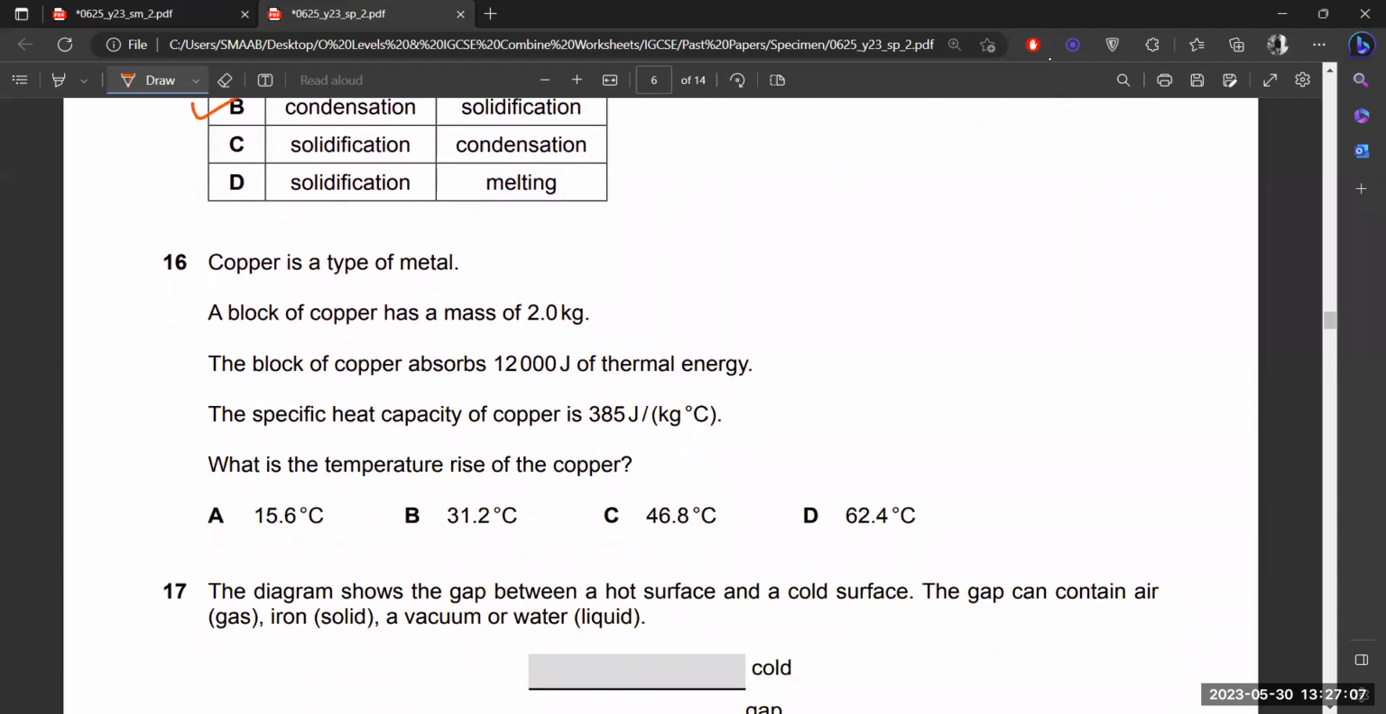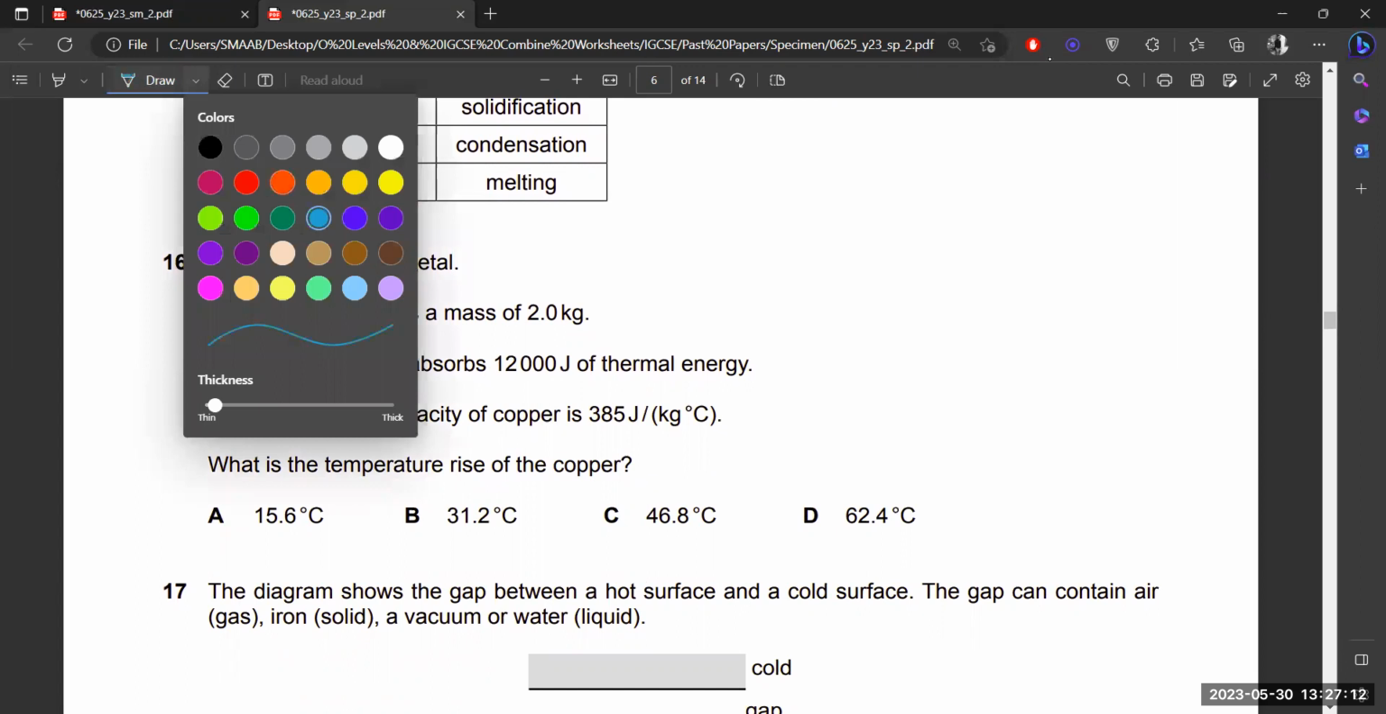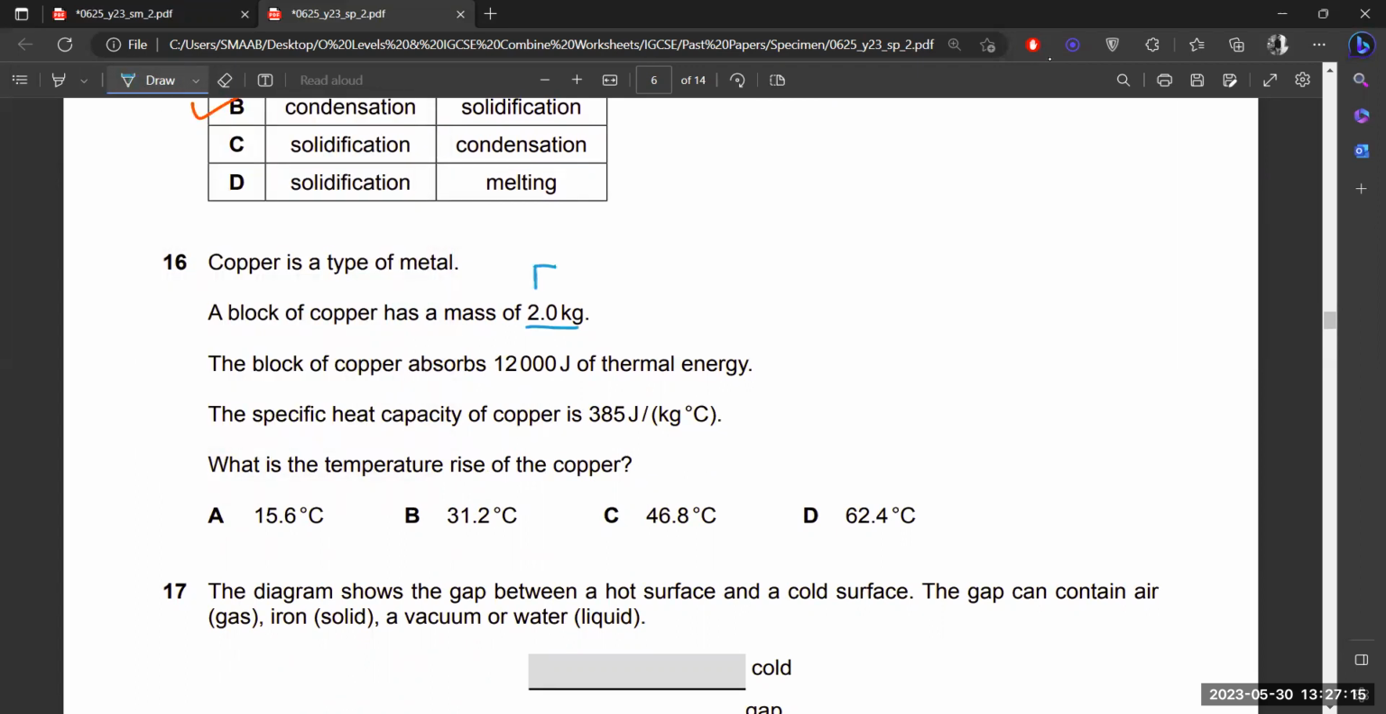Question 16. Copper is a type of metal. A block of copper has a mass of 2 kg. The block of copper absorbs 12,000 joules of energy, and the specific heat capacity is the value of C. What is the rise in temperature? So you know the formula for specific heat capacity. C is equal to the amount of energy required to change unit mass by 1 degree Celsius or Kelvin. So we need to calculate the temperature.